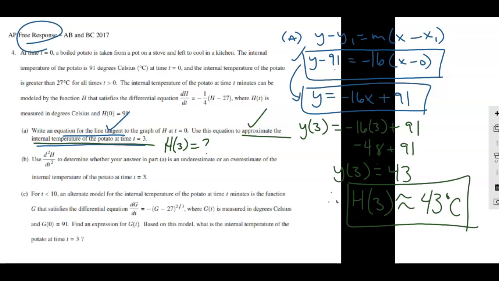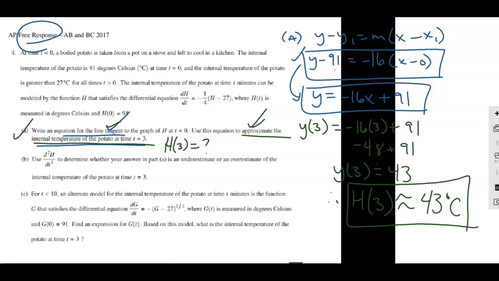Okay, so that's everything for part A. We did the tangent line, we did the approximation. Cool. Everything on part A, we're done. Now let's look at part B. I'm probably going to have to erase all this stuff just to make sure I don't have to keep moving all over the page, but that's okay.